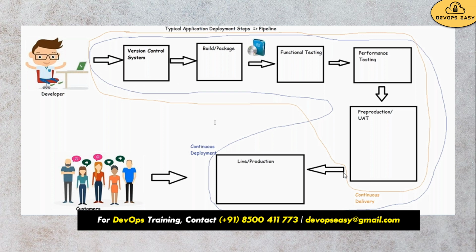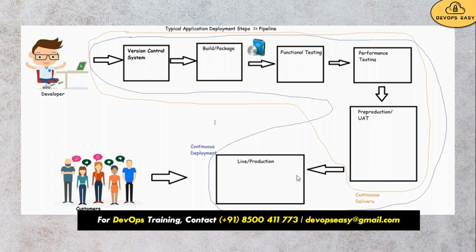If you do only until this box, it is called continuous delivery. It is not released to the market and customers will not use it, but it is within your company, ready to release. So the developer commits the code, that code is converted to a package, and that package is copied until this server. Then it is called continuous delivery.